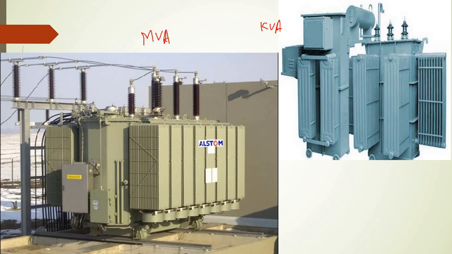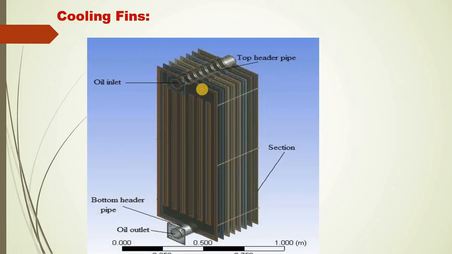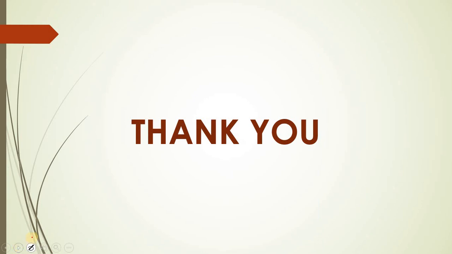We'll see in the next slide the cooling fins. Here is the oil inlet and this is the oil outlet. This is the top header pipe, then the bottom header pipe, oil outlet, and this is the oil inlet. So these are the auxiliaries of the transformer.